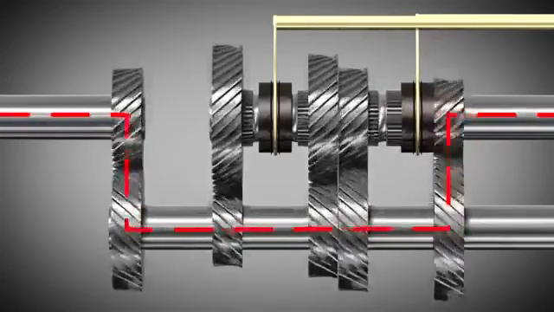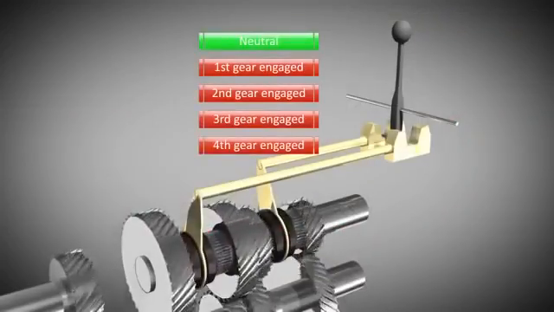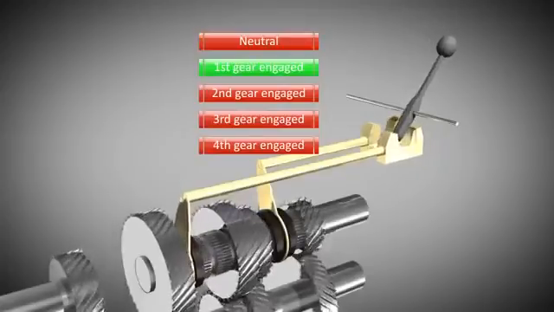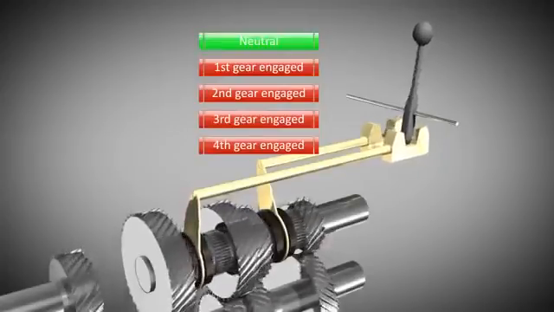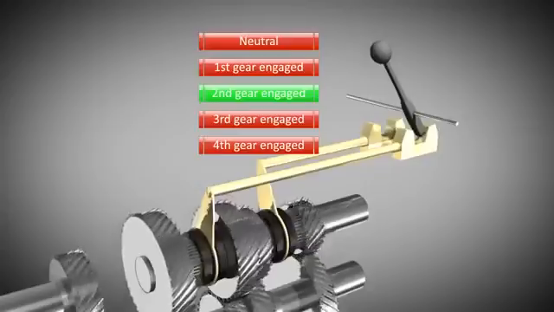This type of transmission is often referred to as an H pattern because of the path that the shift lever takes as it selects the various gears.